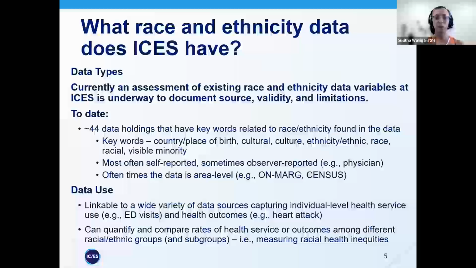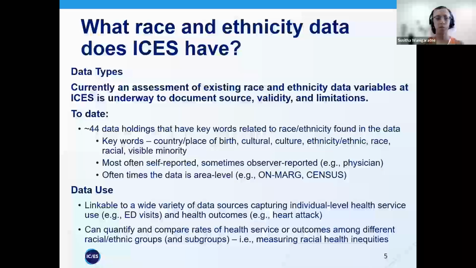So quickly, just in terms of the race and ethnicity data that ICES have, we have started an assessment of the data holdings, and we're trying to understand the data sources that have them, the validity of the measures, as well as the limitations of the data. And here's just a really quick summary of that assessment so far. There are 44 data holdings where words related to race and ethnicity have been found, and those words are there on the slide.